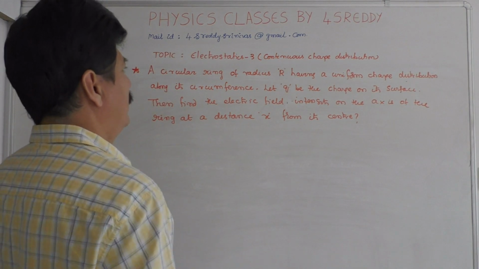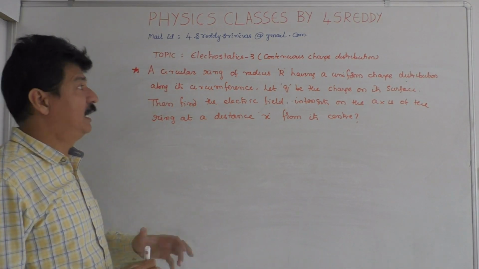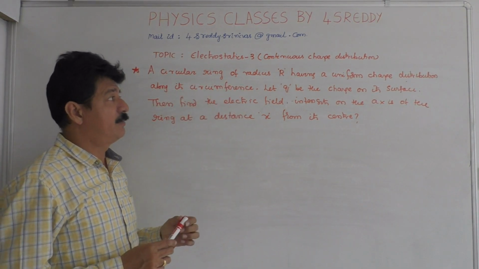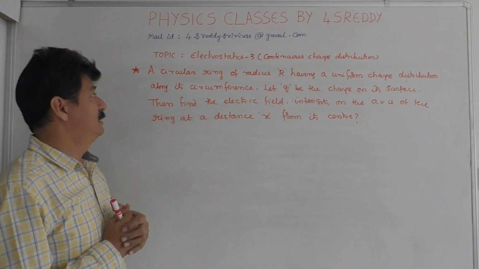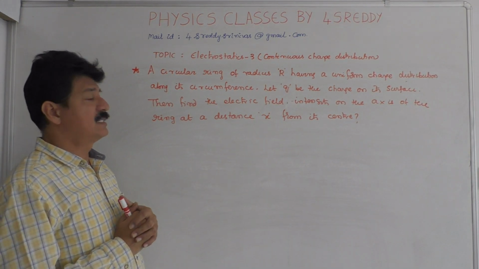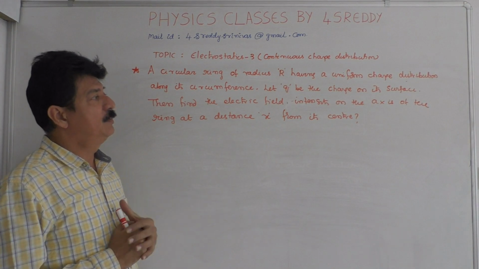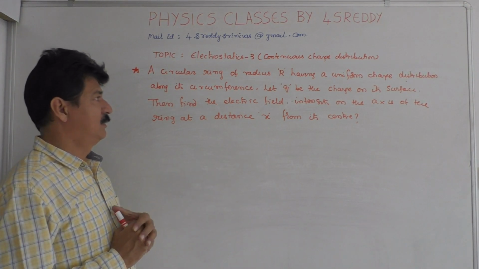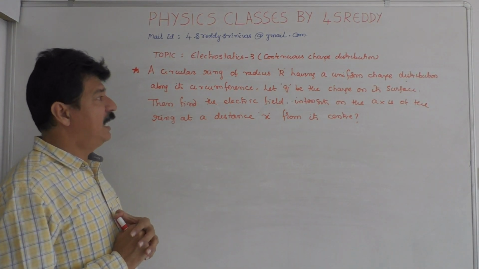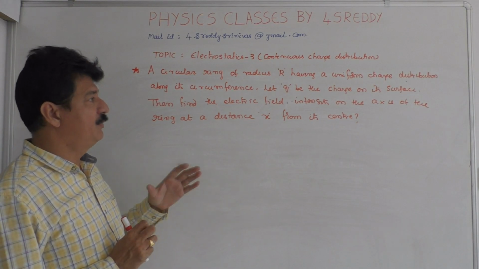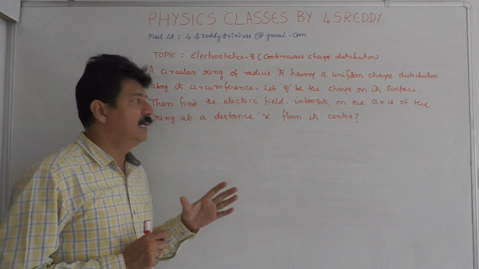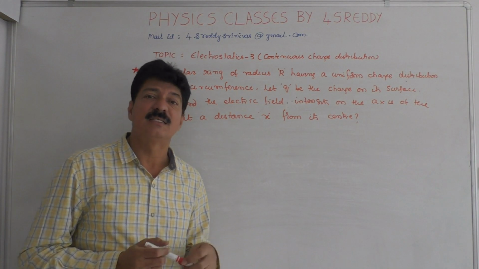This is what you are given: a circular ring of radius capital R having uniform charge distribution along its circumference. Let Q be the charge on its surface. Then find the electric field intensity on the axis of the ring at a distance x from its center.